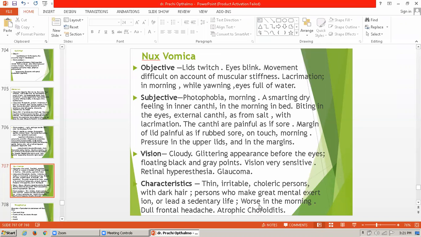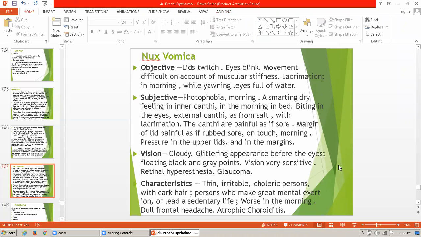The next remedy is nux vomica. Objective of nux vomica: lids twitch, eyes blink, and movement is difficult on account of muscular stiffness. There is lacrimation in the morning while yawning. Eyes are full of water.